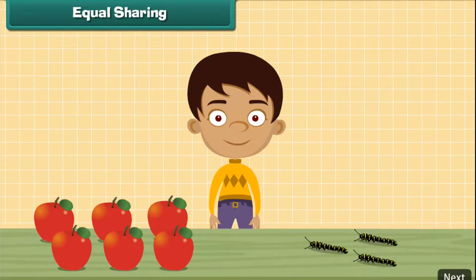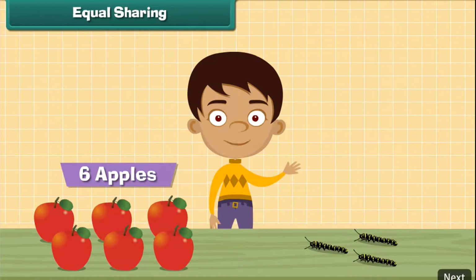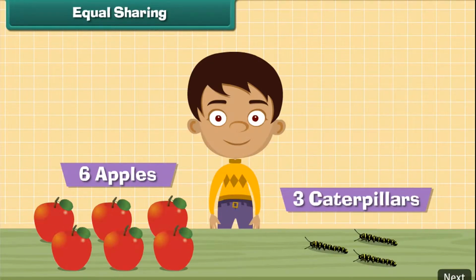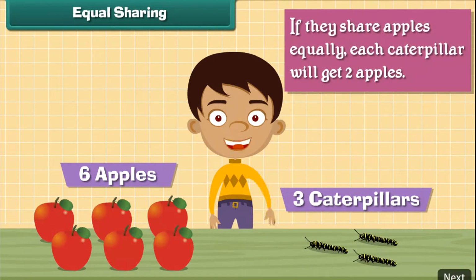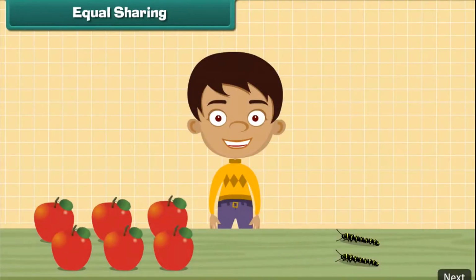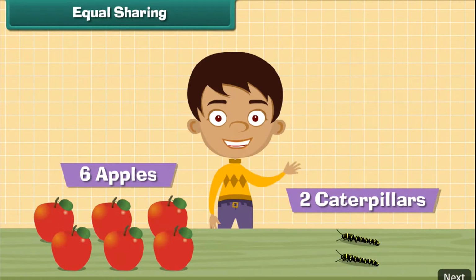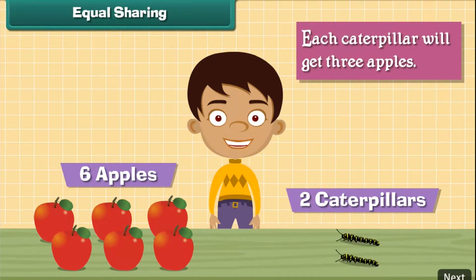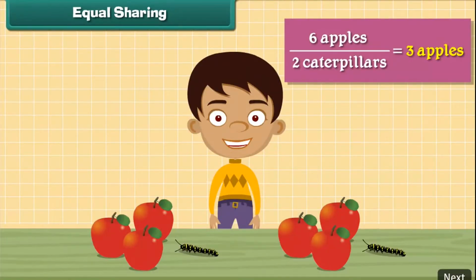Equal sharing. Here are 6 apples and 3 caterpillars. If they share apples equally, each caterpillar will get 2 apples. 6 apples divided among 3 caterpillars is equal to 2 apples each. If there are 6 apples and 2 caterpillars, each caterpillar will get 3 apples. 6 apples divided by 2 is equal to 3 apples each.